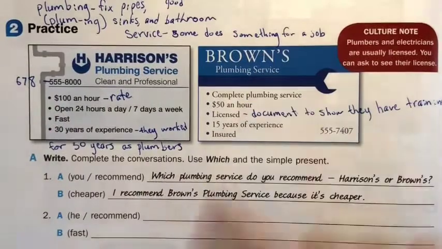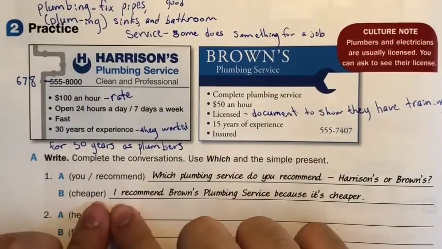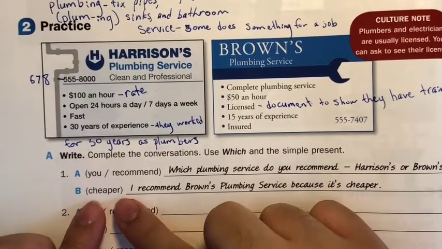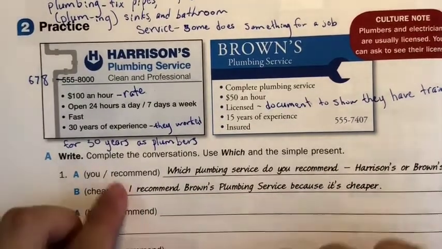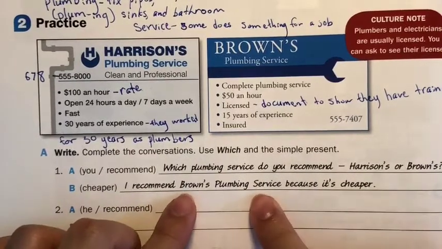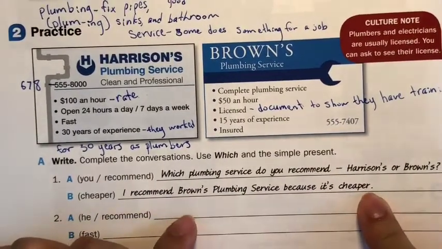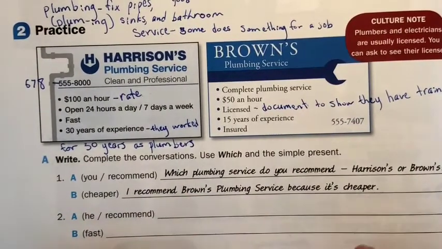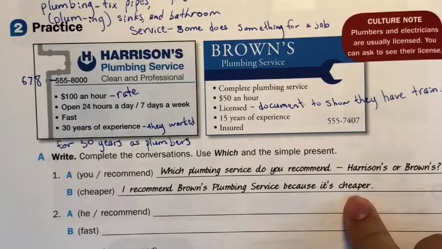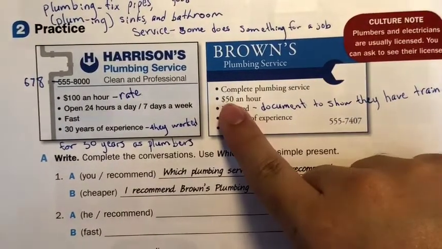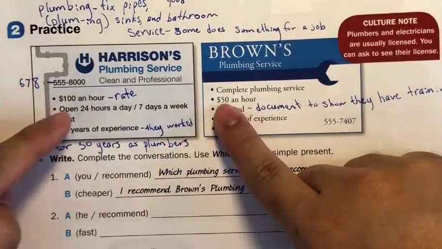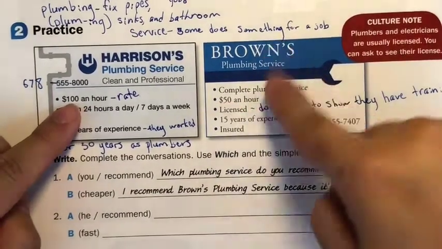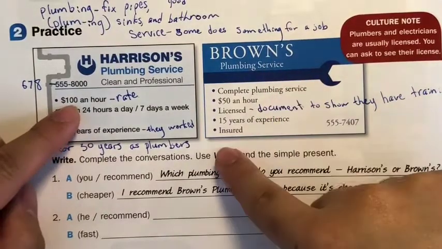Which plumbing service do you recommend? Harrison's or Brown's? And then the answer, you recommend the one that is cheaper, the one that costs less money. I recommend Brown's plumbing service because it's cheaper. So we say, I think Brown's is better because it's cheaper. Well, how much cheaper is it? Brown's plumbing service is $50 an hour. Harrison's rate is $100 an hour. So Brown's is $50 cheaper than Harrison's.